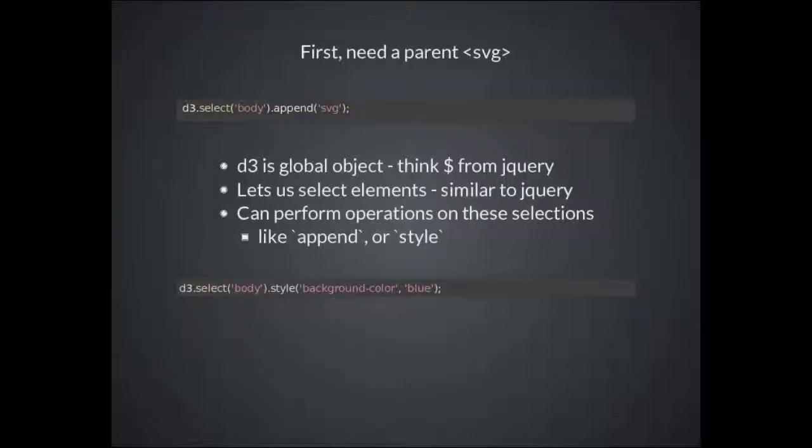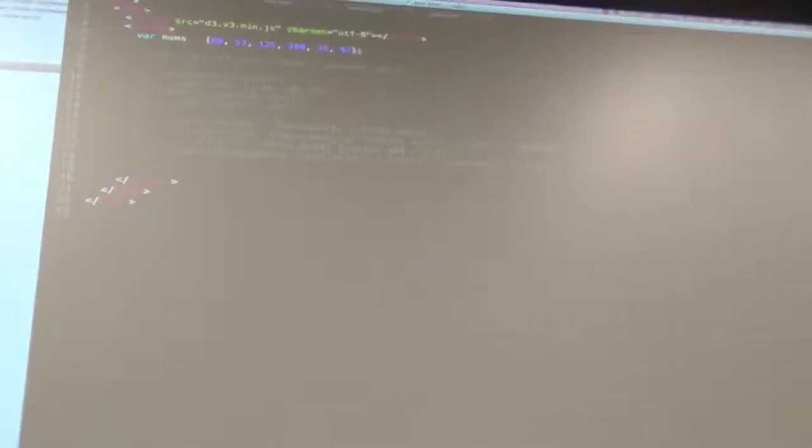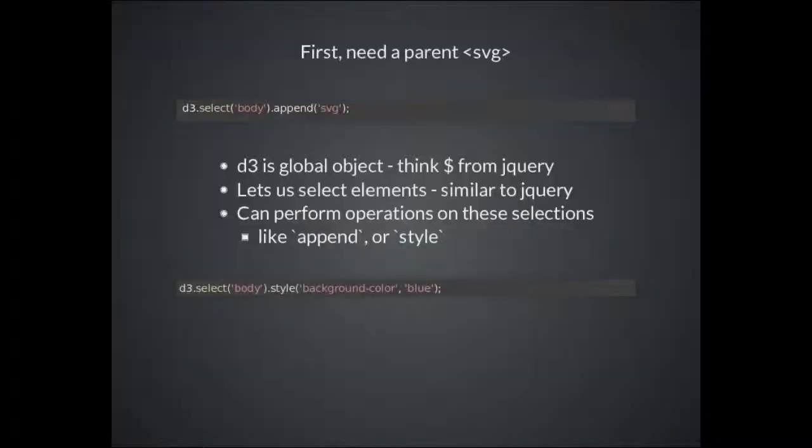What does that look like? Here's the code. d3.select body .append svg. So here, D3 is the global object. If you notice in our code, up here, the first thing we do is reference a copy of the D3 library. And once the browser executes that, it gives us access to this global variable, D3. And this is how we use the library. It gives us some methods, one of which is select.